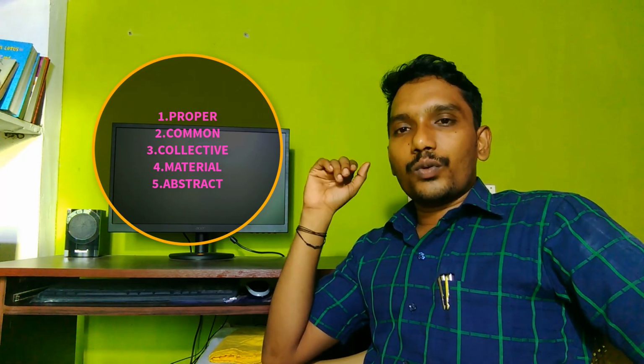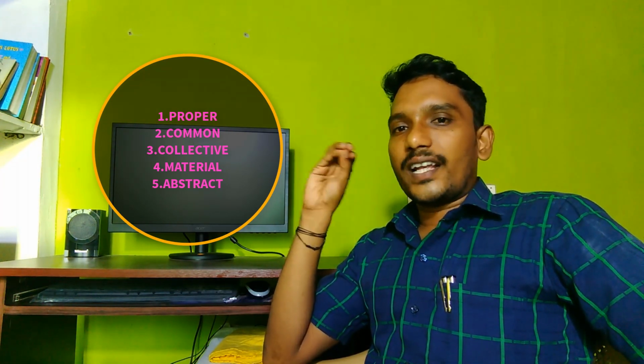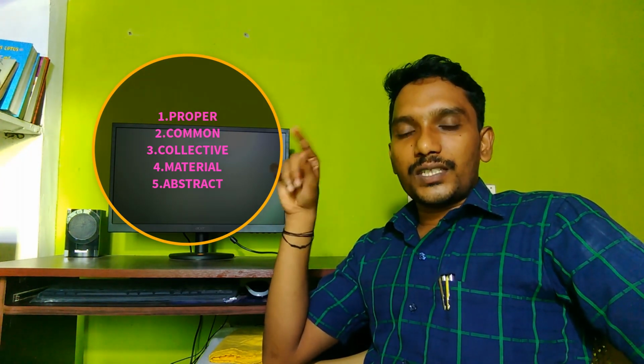Now we come on to the kinds of noun. How many kinds of noun are there in English? There are 5 kinds of noun in English, as listed: proper noun, common noun, collective noun, material noun and abstract noun. Shall we move on to see them one by one?